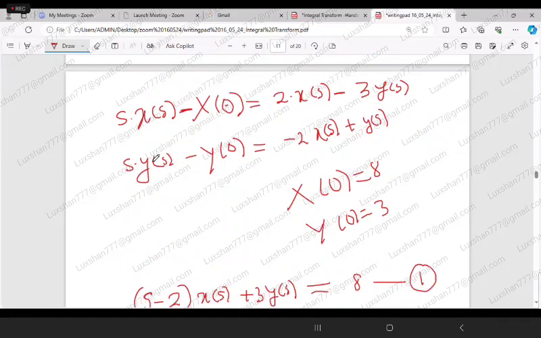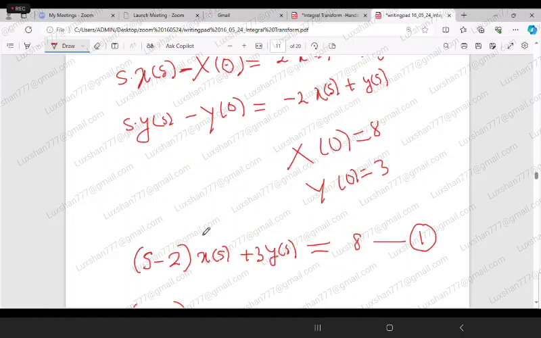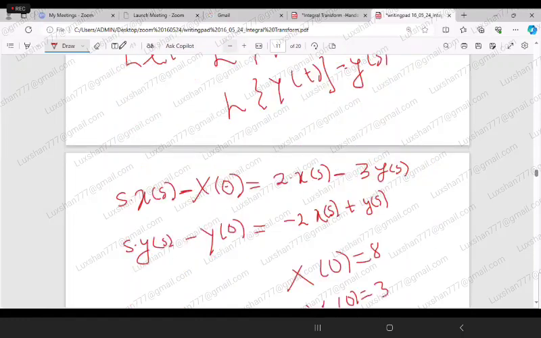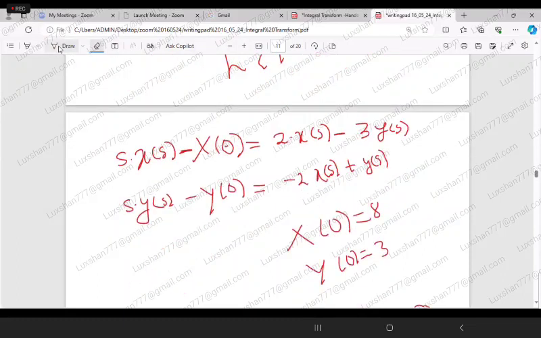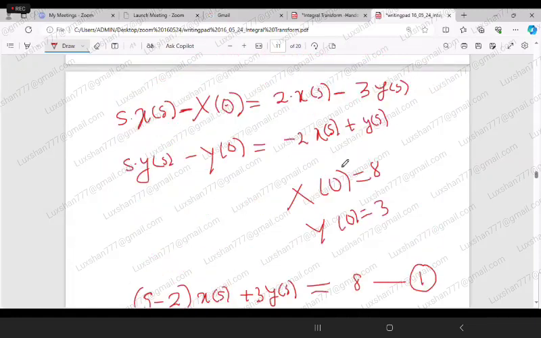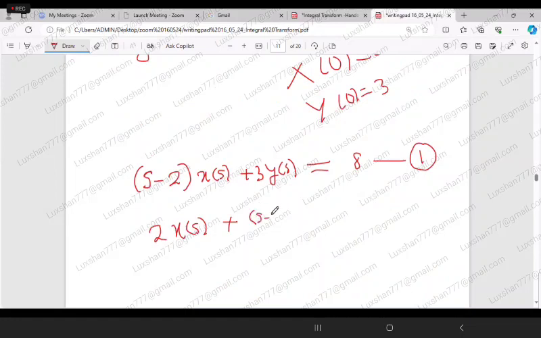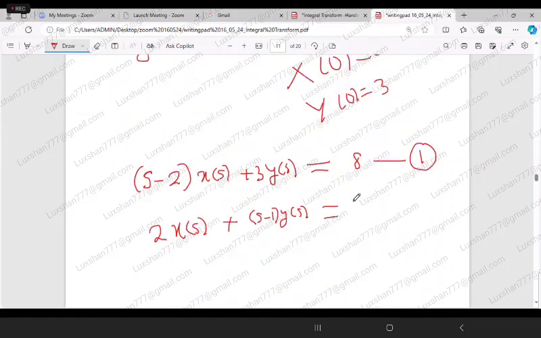For the second equation, if you take Y(s) common, that will come as (s minus 1). We'll write X(s) first: minus 2, so when it comes to this side we have plus 2X(s), plus (s minus 1)Y(s) equals y0, which is 3. Therefore, when it goes to this side, we have 3.